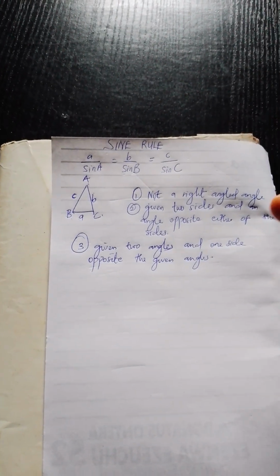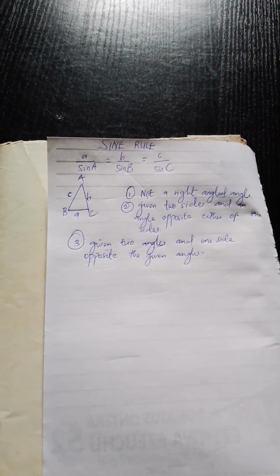So when you are given two sides and an angle opposite either of the sides, and then you are required to find the other side, you can use sine rule. And also when you are given two angles and one side opposite either of the given angles and required to find the other one, you can also make use of sine rule.